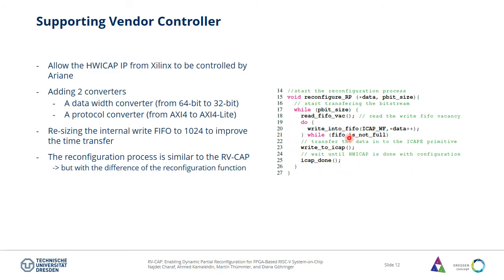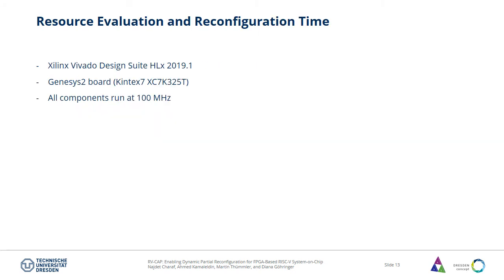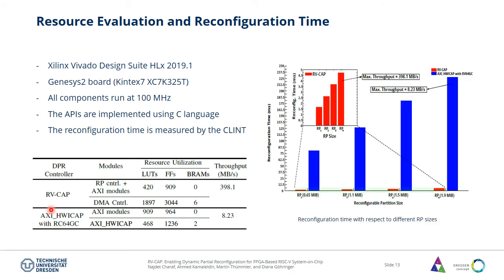We are using the internal buffers of the IP. On this slide, I want to talk about the resource evaluation and reconfiguration time of the RVCap. We use the Xilinx Vivado Design Suite 2019.1 and the Genesys 2 board, which is a Kintex-7 FPGA. All components, as I mentioned before, are running at 100 MHz. The IPs are implemented in C, and the reconfiguration time is measured by the CleanIt component.